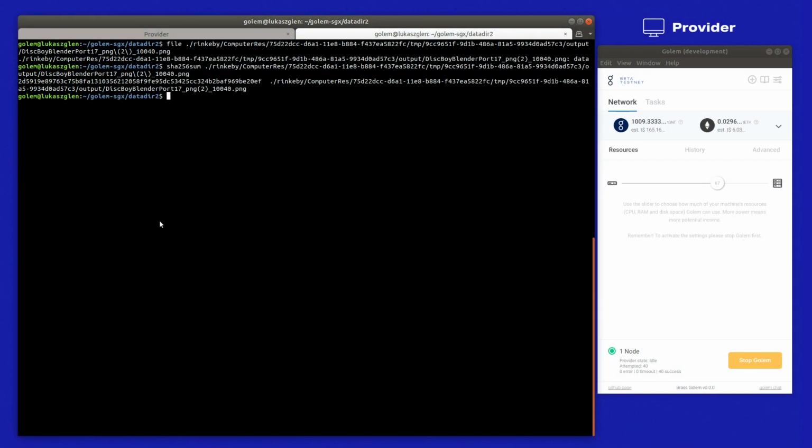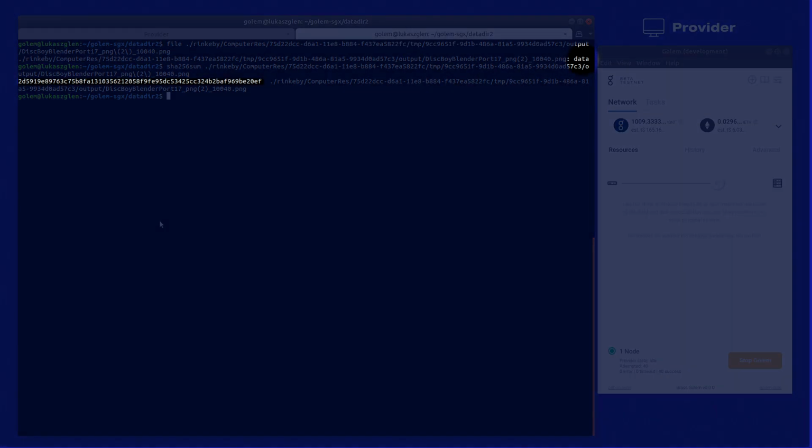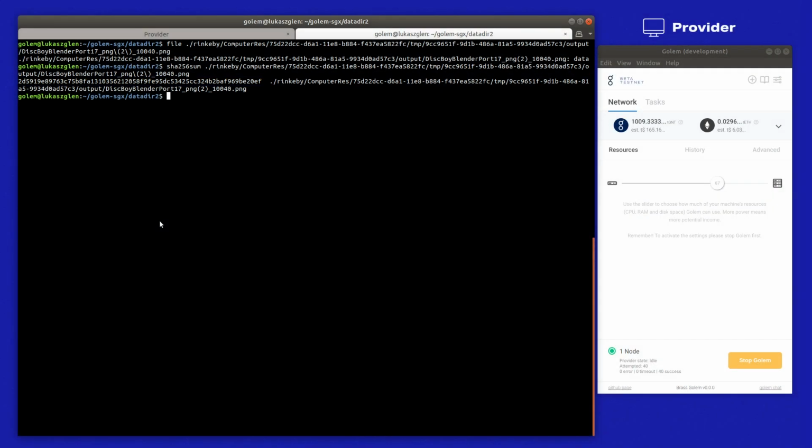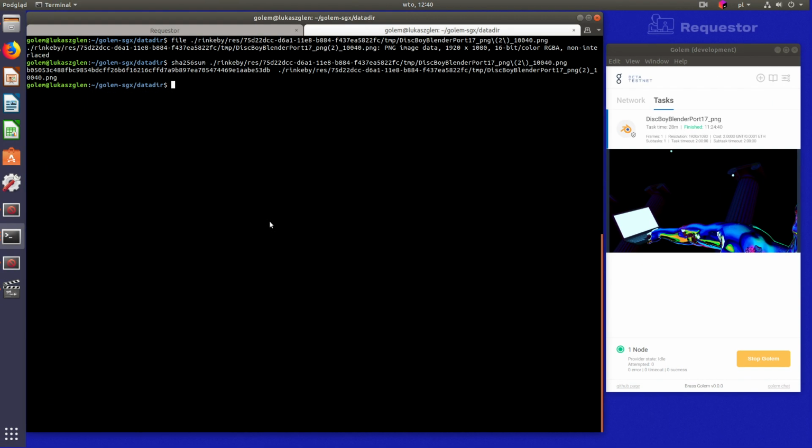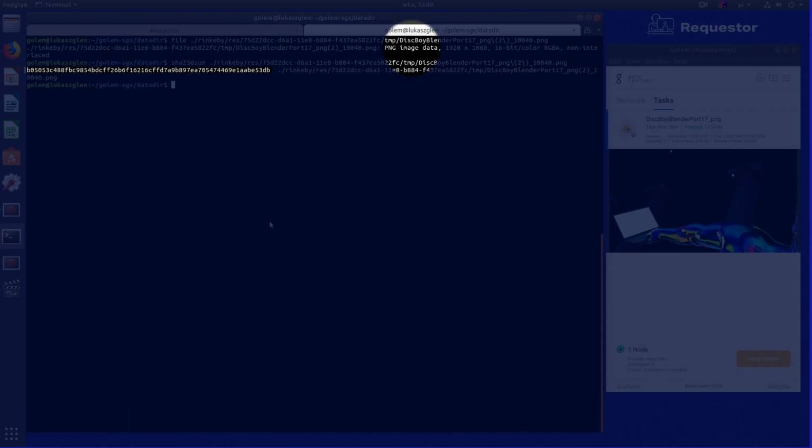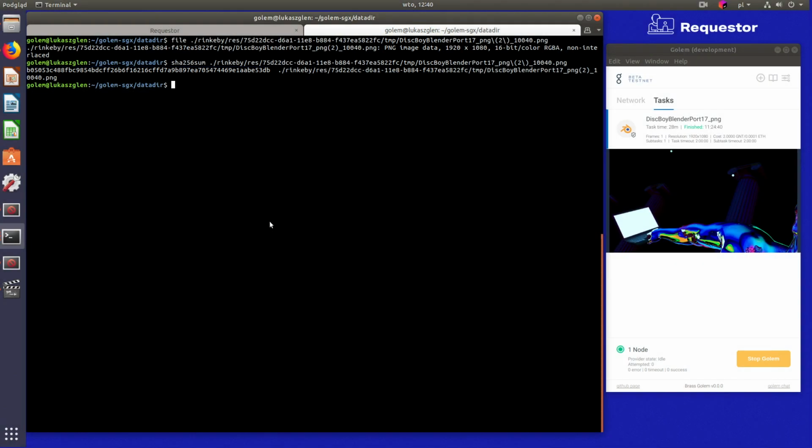At the end of the computations, the enclave encrypts the results with the symmetric key and gives the encrypted results to the provider. The provider returns the results to the requester. The requester decrypts the data. Only the requester and the enclave know the decrypted data.